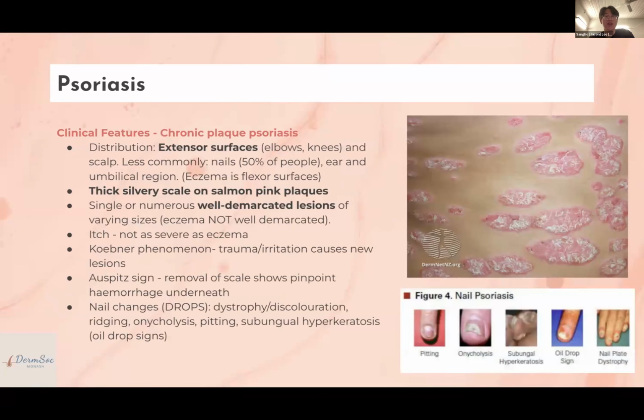So again, the chronic plaque psoriasis subtype, which is the most common, you'll find these thick salmon pink scales with overlying scale, which are well demarcated. They're found commonly on extensive surfaces of the elbows and the knees, as well as on the scalp, umbilical area, and you might get some nail psoriasis as well, where you get dystrophy, ridging, onycholysis, pitting, and subungual keratosis. So these sort of nail changes. You also get psoriatic arthritis, which is more your rheum condition. And the itchiness is not as severe as eczema. It's a bit milder in nature. And then there are other phenomena that are associated with psoriasis, like a Koebner phenomenon or Auspitz sign.